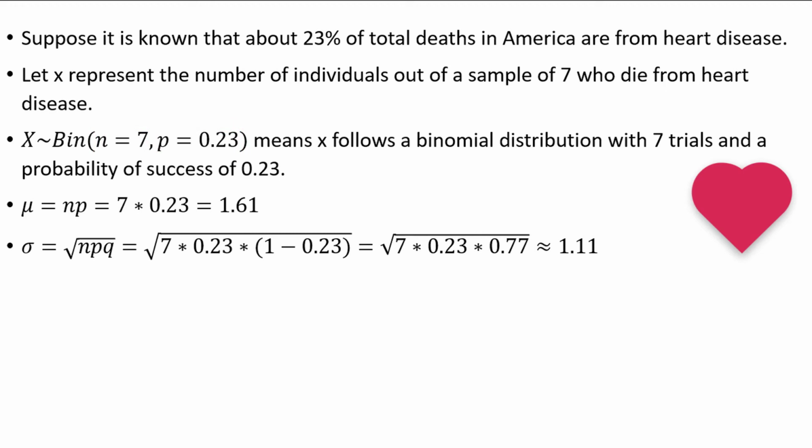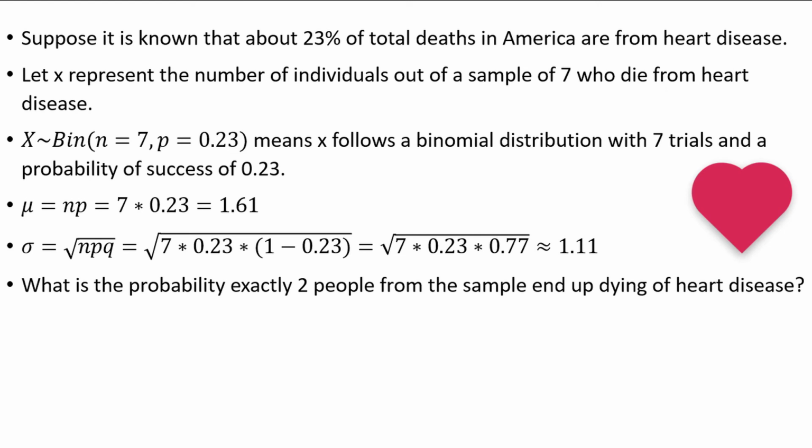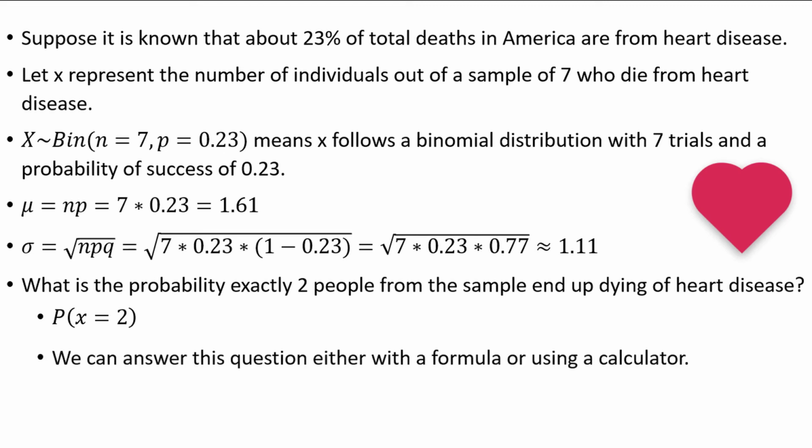We can use the binomial distribution to answer a question such as this. What is the probability exactly 2 people from the sample end up dying of heart disease? This can be translated into the probability statement, the probability that x is equal to 2. Now, we can answer questions like these either with a formula or with a calculator. Some old-timers use probability tables, which we won't discuss here.